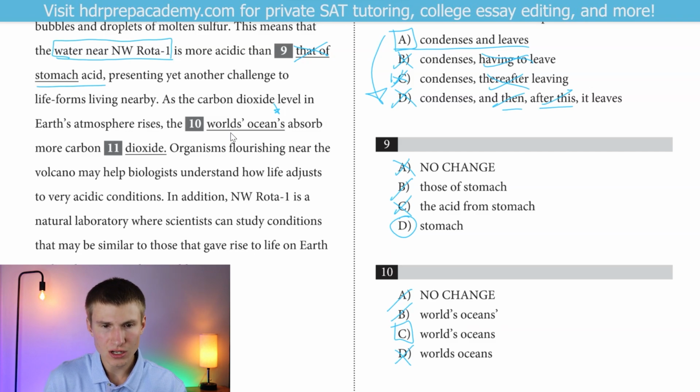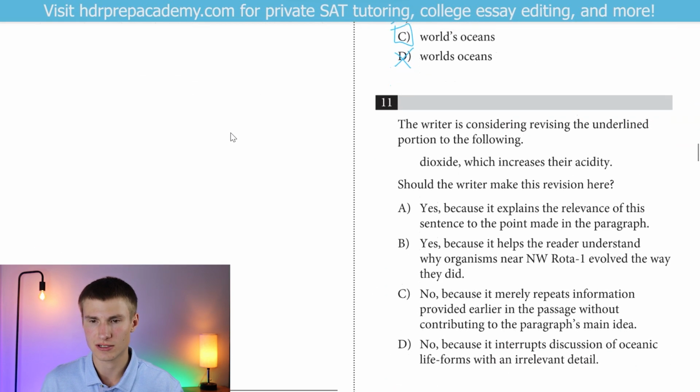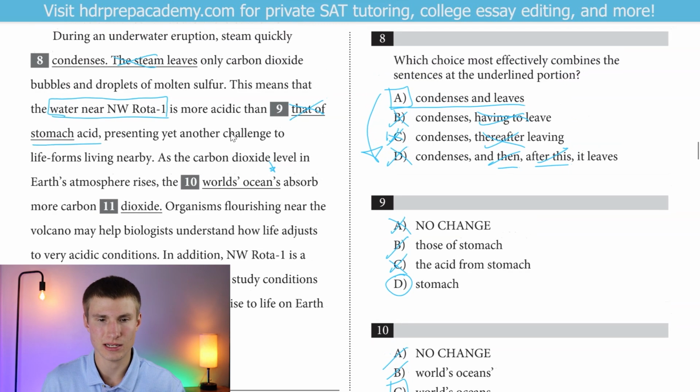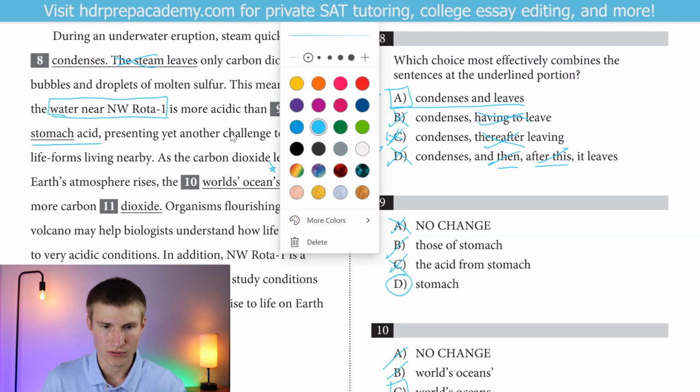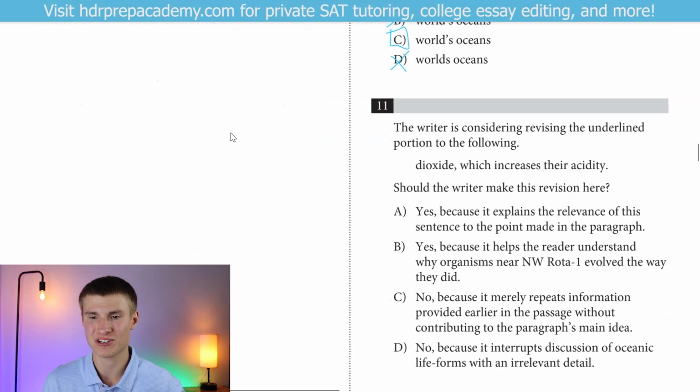All right, absorb. The world's oceans absorb more carbon dioxide. I'm assuming we're going to be asked about adding something. I see that we are: which increases their acidity. Would we want to add this? Yes, and I'll show you why. The whole point of this paragraph, right? We're talking about acidity near NW Rhodea 1, in this zone. So it's really focusing on acidity, talking about how as carbon dioxide levels increase, the world's oceans absorb more carbon dioxide. We need to connect this back to acidity. That's why we want to add that.